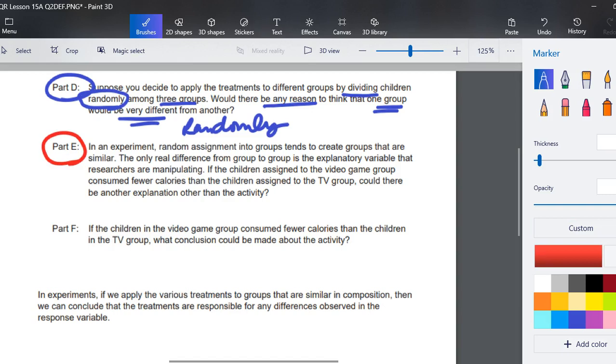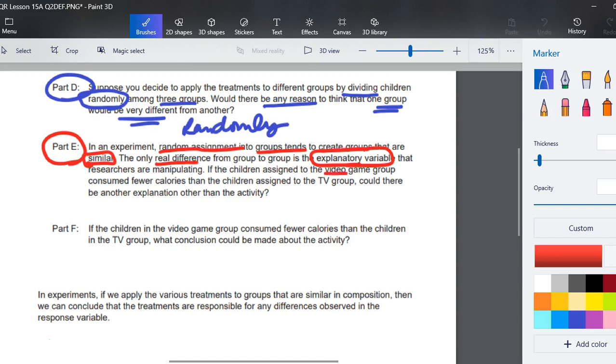Part E. In an experiment, random assignment into groups tends to create groups that are similar. Another big word. The only real difference from group to group is going to be the explanatory variable that the researchers are manipulating.